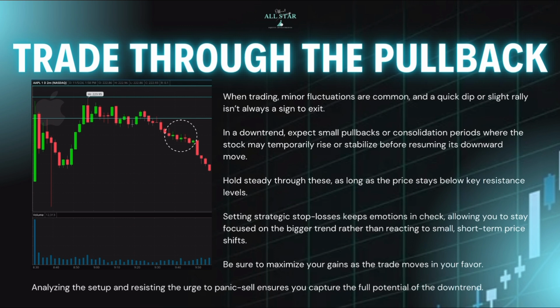Now, in regards to the strategic stop loss placement for this trade, you ideally want to set it slightly above the key resistance level so you don't get shaken out by the small price changes. This ensures you're only exiting the trade if the stock genuinely does reverse. With the stop loss in place, you can allow the trade plenty of room to level out while still protecting your capital. Additionally, it's important to evaluate the setup to avoid panic selling.